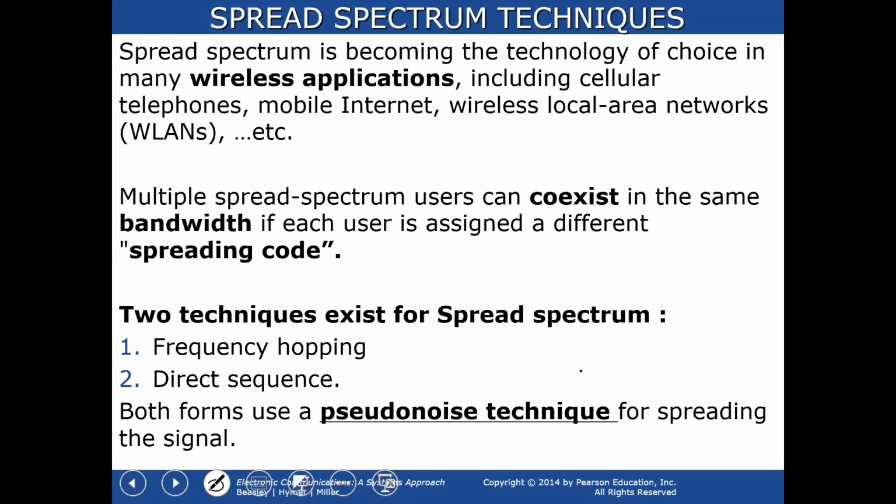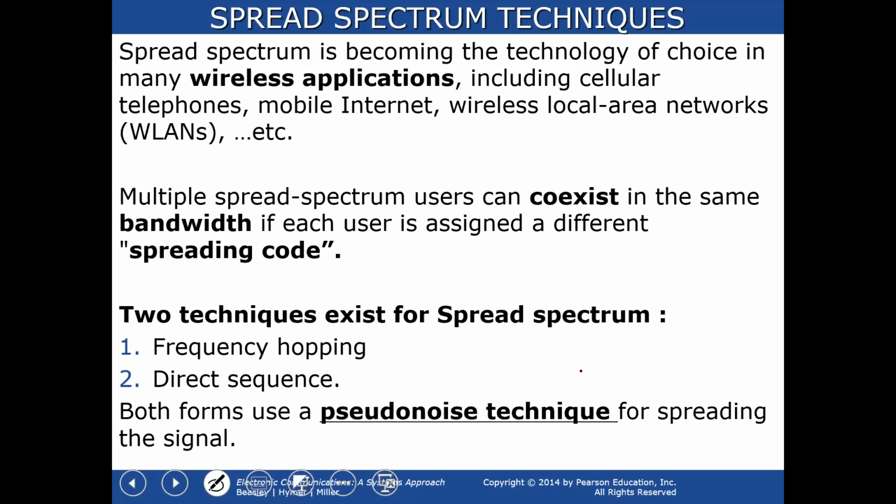So as we have seen, regular modulation schemes tend to fully utilize a single band of frequencies. But in this one, multiple spectrum users can coexist in the same bandwidth if each user is assigned a different spreading code. So I don't have to divide my bandwidth between users, and I don't have to give the whole bandwidth to one user, but actually I can have multiple users coexist at the same time using the same bandwidth, each one with their own spreading code.